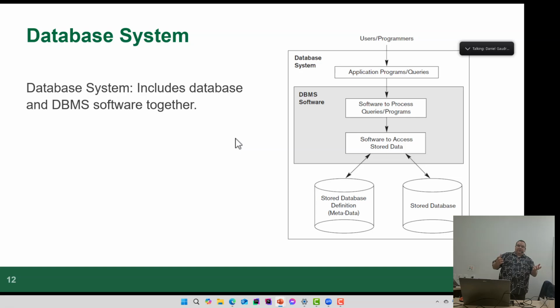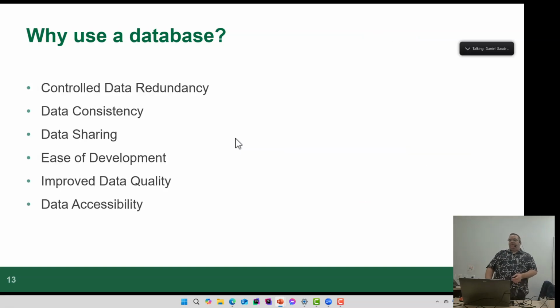This is a different diagram that shows roughly how the whole thing is put together. You've got users and programmers that use applications and queries. It submits it to the software, and then it distributes it to the different pieces underneath. So, why would you want to use a database? That's a fairly good question at this point.